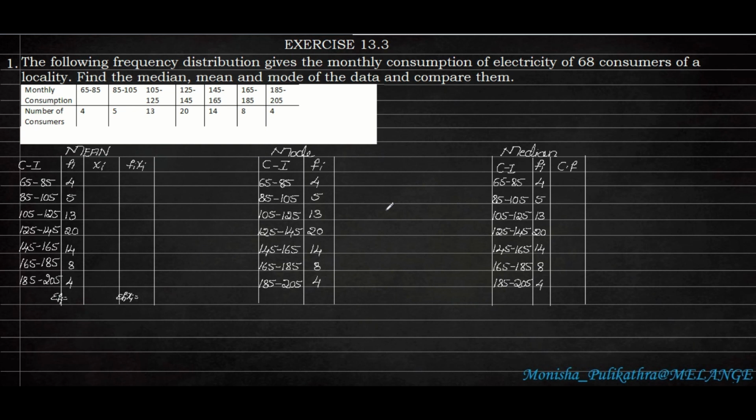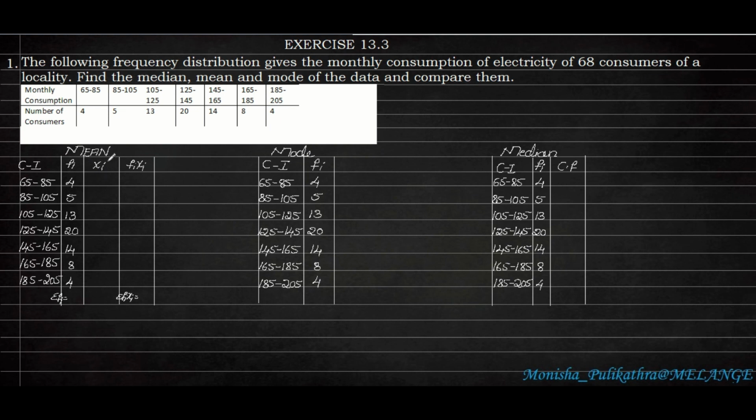Moving on to the first problem of exercise 13.3. Here in this sum, we need to find out all the 3 factors, that is mean, mode and also median. So one by one we have to find out, and finally we need to compare the answers of all the 3 factors. So first I have taken mean, class interval and frequency has been written in a separate column. Next we have to find out the midpoint of it.